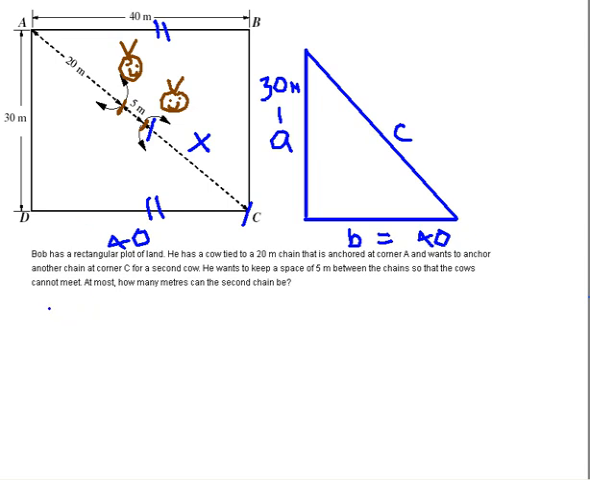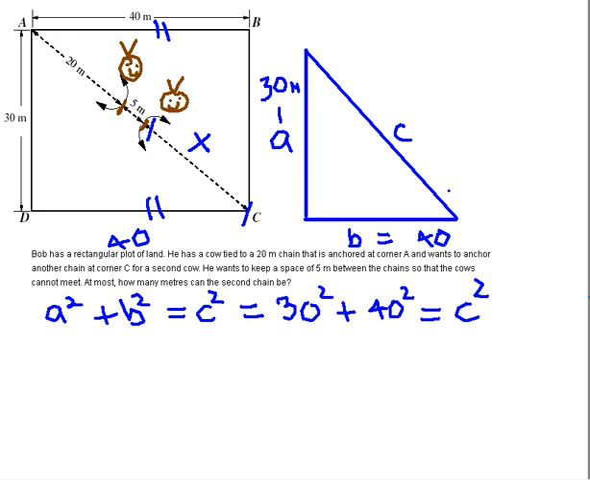So let's start here with Pythagoras theorem, which states that side a squared plus side b squared must equal side c squared. Okay, so let's rewrite that with the actual distances. We know that a is equal to 30, so therefore 30 squared plus b squared, b being 40, so 40 squared equals c squared. We don't know what c is, that's what we're trying to figure out. So let's find out what that is. 30 squared is simply 900, and 40 squared is simply 1600. So 900 plus 1600 must equal c squared.